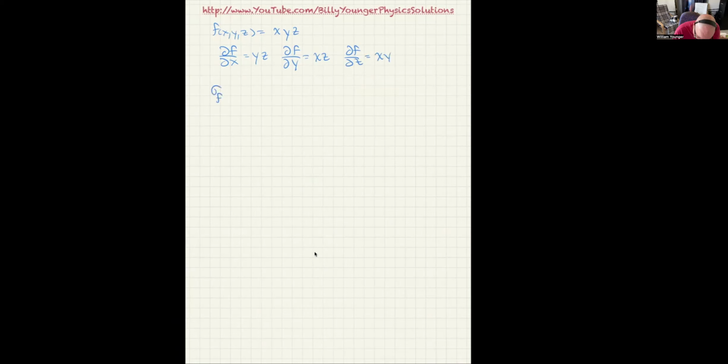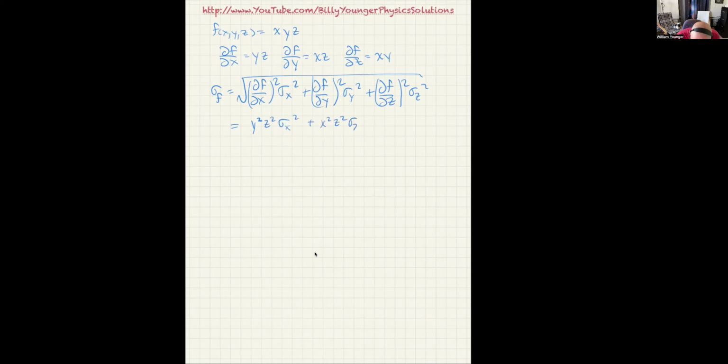Now we can say the uncertainty in f is the square root of the partial of f with respect to x squared, sigma x squared, plus the partial of f with respect to y, quantity squared, sigma y squared, plus the partial of f with respect to z squared, sigma z squared, which equals y squared z squared sigma x squared plus x squared z squared sigma y squared plus x squared y squared sigma z squared. And that's the formula, but you can see it's not really pretty. I'm going to have to put in a lot of numbers.